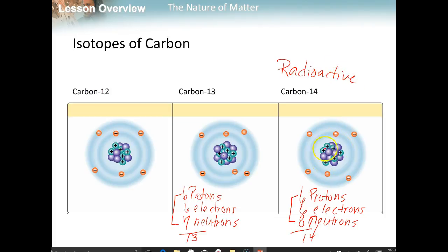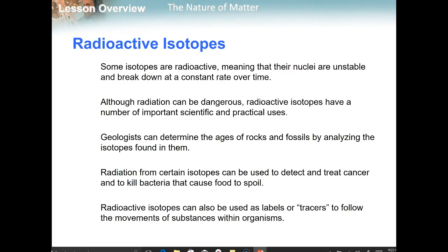It's radioactive because since there's an uneven number of protons and neutrons in here, the spin is going to be unbalanced and it's going to leak energy. The energy that it's going to leak is in the form of radiation. And as I said, we can use that radiation for a lot of different things. Radioactive isotopes just tells us that their nuclei are unstable. And what we know is that, being unstable, they're going to break down at a constant rate over time.